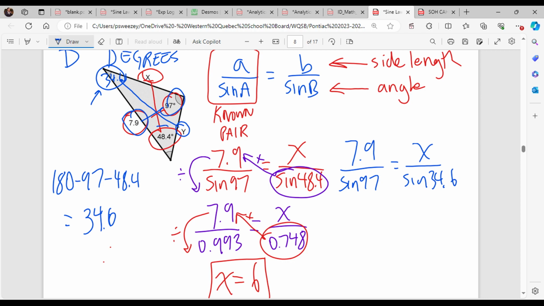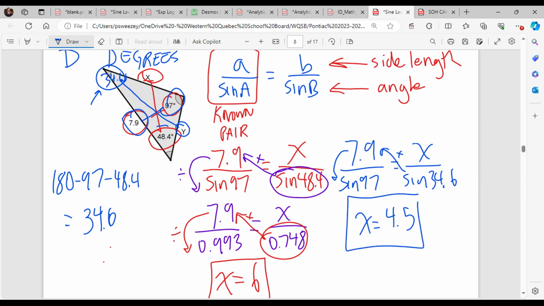34.6. Again, if you're good with your calculator, multiply by the diagonal, divide by what's attached. So sine 34.6 multiplied by 7.9 divided by sine 97 gives me something like x is equal to 4.5.